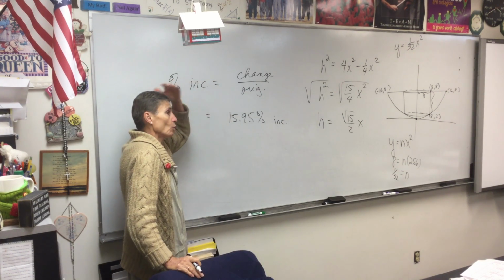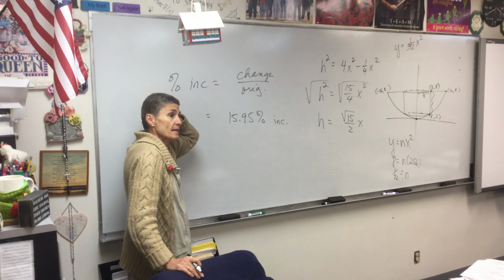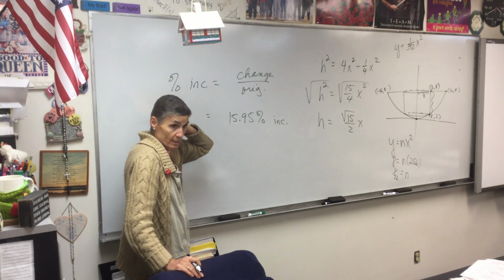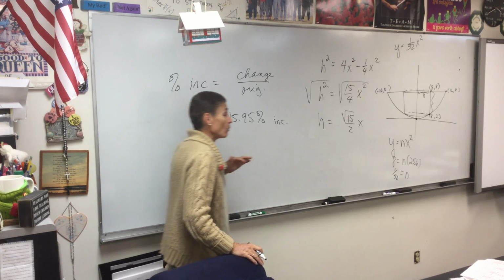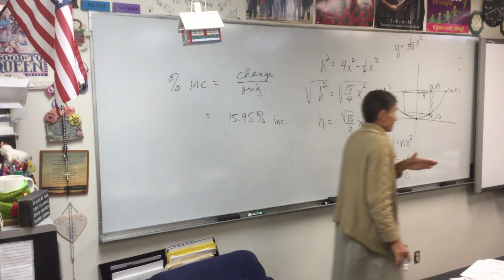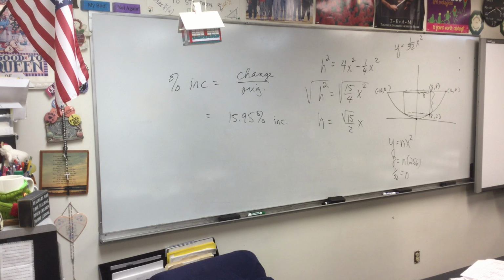So anytime the question talks about what is the percent increase or decrease, you're going to figure out what the change is. Sometimes it's positive, sometimes it's negative, depending on whether you're increasing or decreasing. You're going to figure out what the change is, and then you are going to divide by the original every time. Okay? All right. You now should be able to get all your homework done.